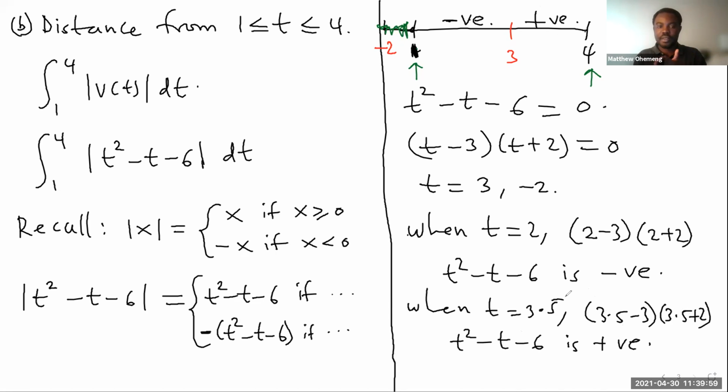So using this, we can say, okay, we know that for the interval 1 to 3, the function t squared minus t minus 6 will be negative. So for the condition that we're looking for, t squared minus t minus 6 is negative for what interval? It's negative from 1 to 3. And then the positive part is going to be from 3 to 4, like so. So that we get the intervals.